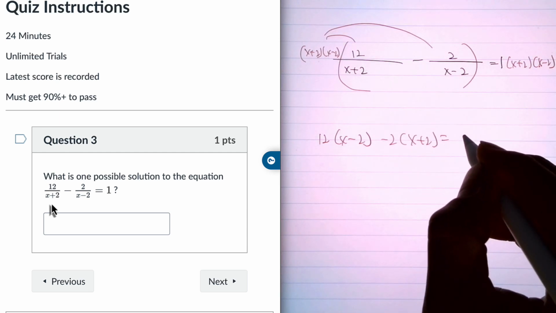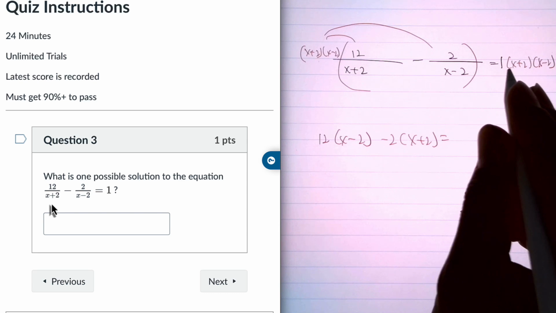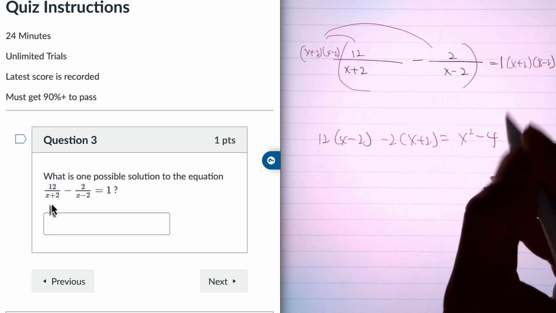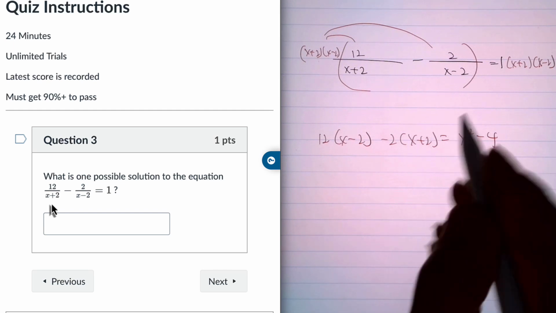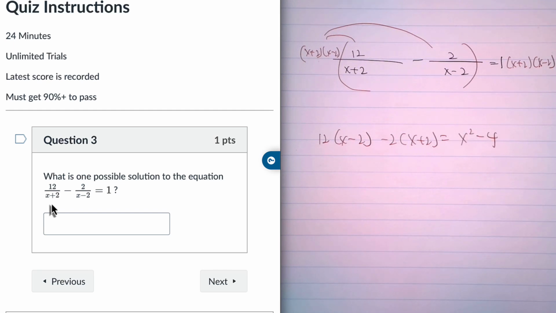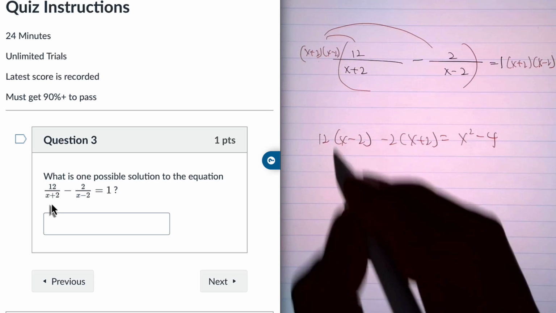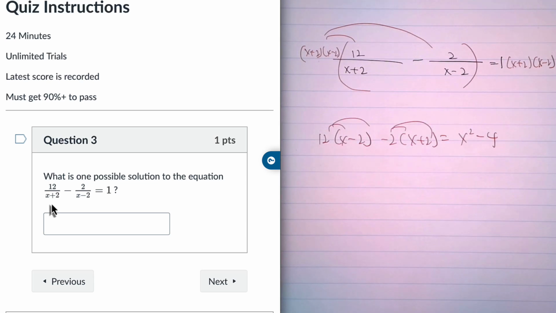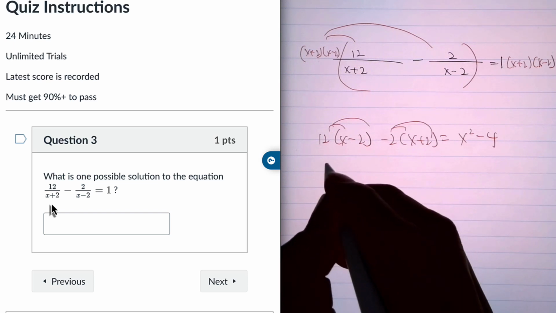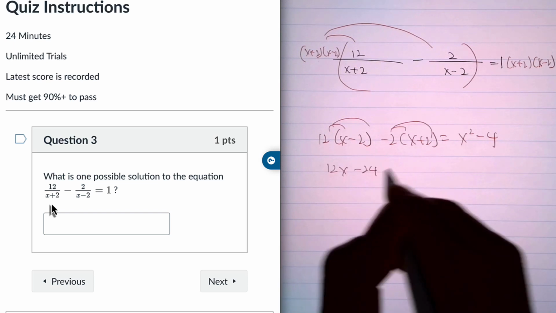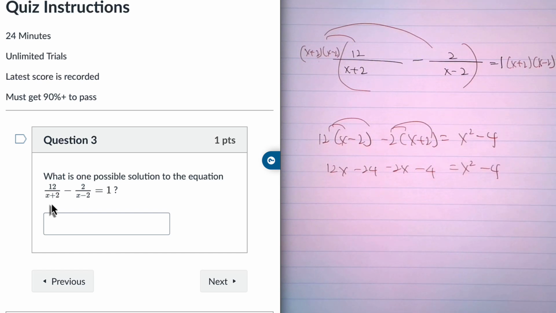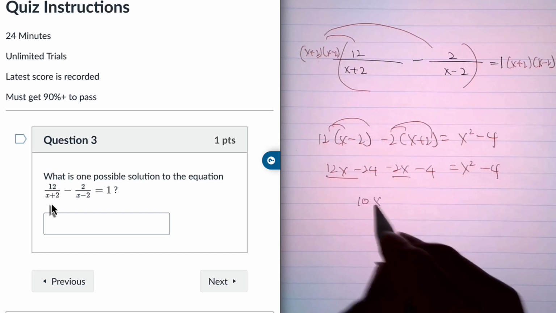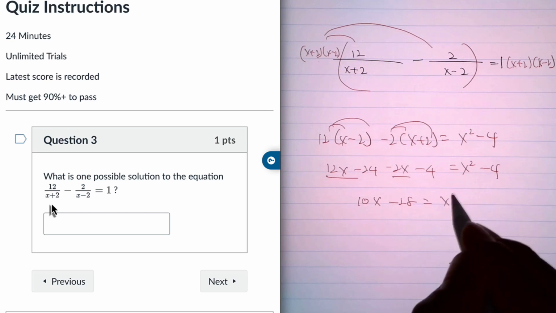And on the right, when you FOIL it, you get x squared minus 4, because that's (a plus b)(a minus b). When these two are multiplied, you get a squared minus b squared, assuming that a equals x and b equals 2. All right, so we got this far, and then we just distribute one more time and combine the like terms. Okay, once you get this far, we get 10x minus 28 is equal to x squared minus 4.